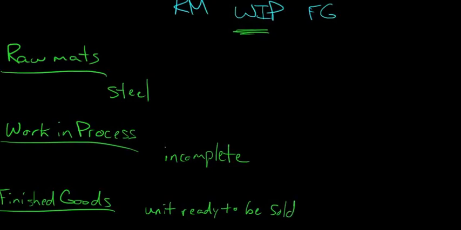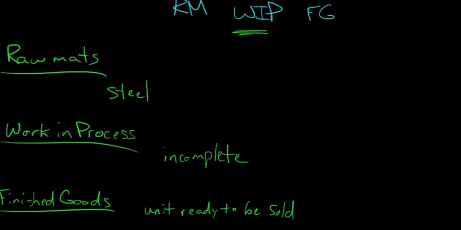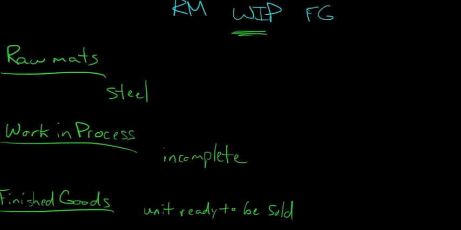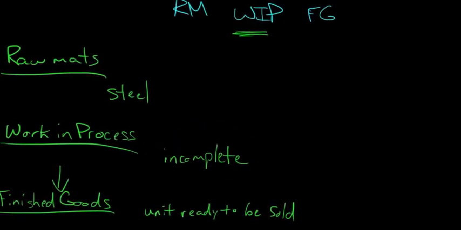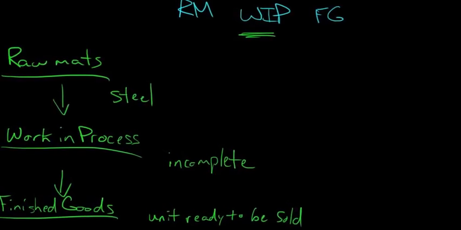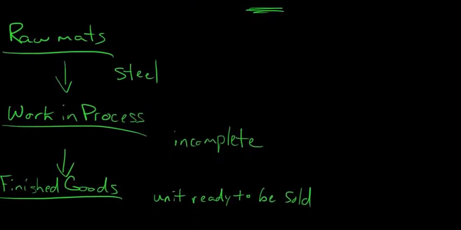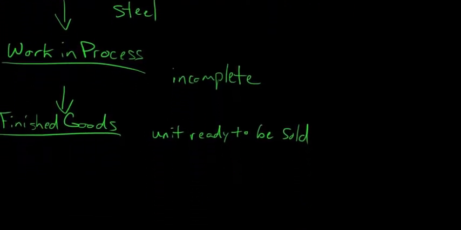So let's take the bicycle example for a moment. Let's say it's a steel bicycle. Our raw material we start with is steel. Then we do some work to it. We start assembling it, but the bicycle's not complete. It's incomplete, just sitting there half done. And then when we finish it, it goes into finished goods. So things go from raw materials to work in process to finished goods, and these are all different types of inventory.